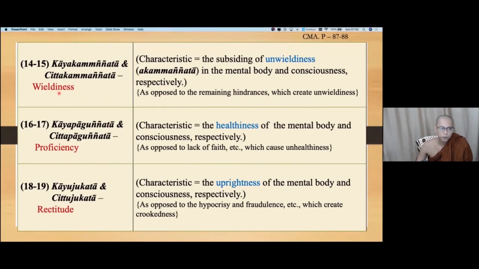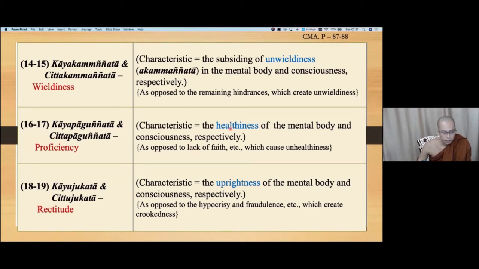Then the fourth pair, wieldiness of the mental body and wieldiness of the consciousness. They also substitute the unwieldiness, the opposite things. But in this case, the opposite unwholesome factors are the remaining mental hindrances, which can create unwieldiness. Many other unwholesome mental fetters can create unwieldiness. They are the opposite of kaya kammaññatā and citta kammaññatā. And kaya pāguññatā and citta pāguññatā are the proficiency of the mental body and proficiency of the consciousness.